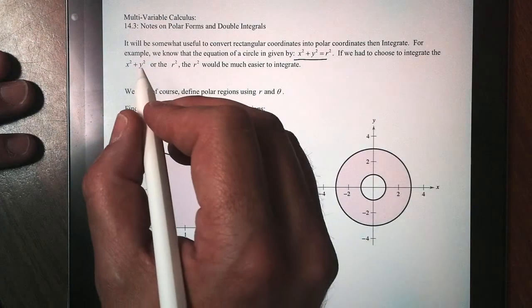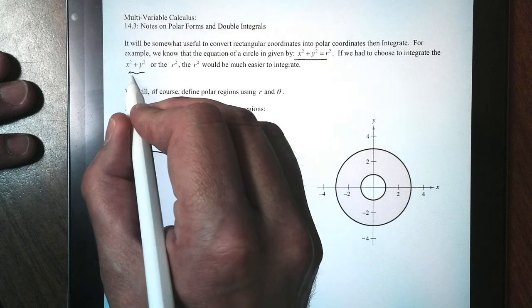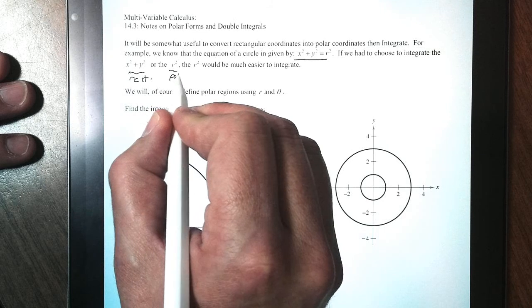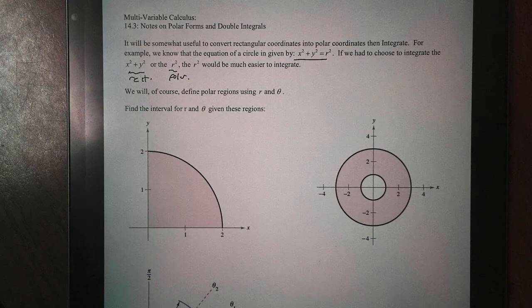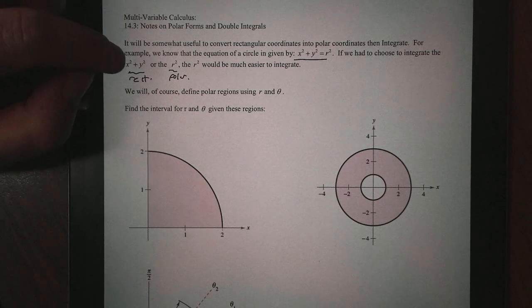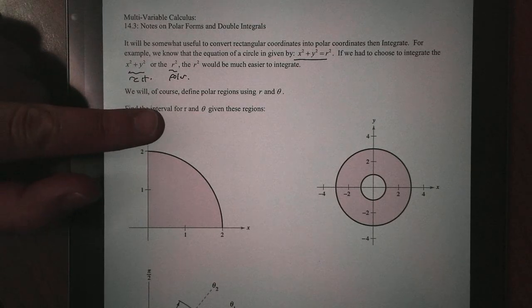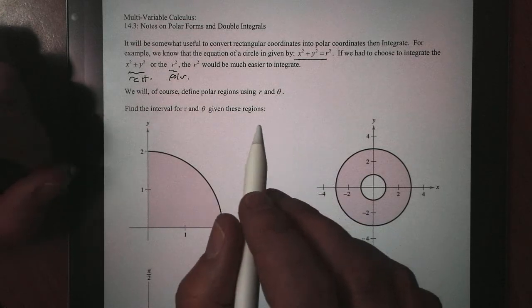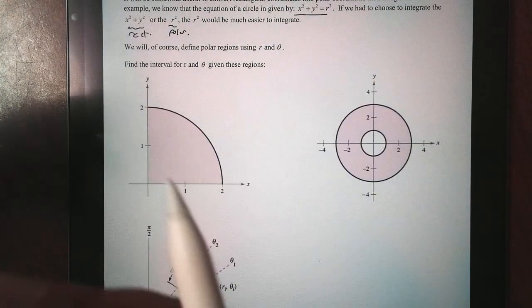Now remember, x squared plus y squared, that's our rectangular form. And r squared, that's our polar form if we convert from what we learned back in pre-cal. So it's a lot easier to integrate r squared than x squared plus y squared. We will, of course, have to define polar regions using r and theta. So let's take a look at how we can do that.